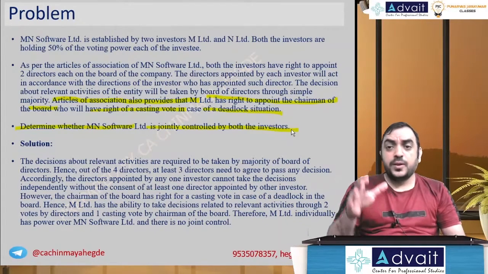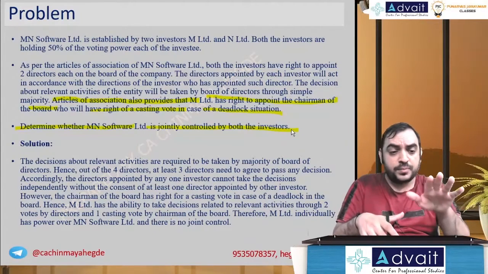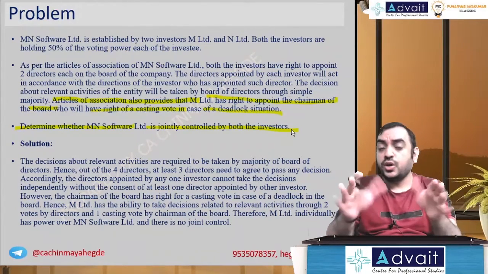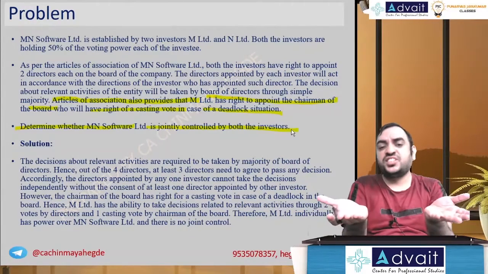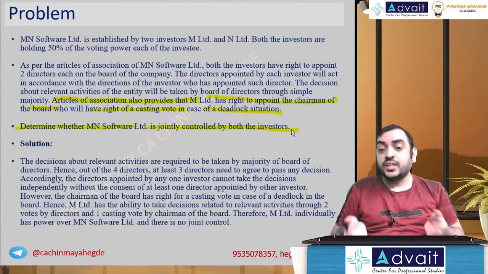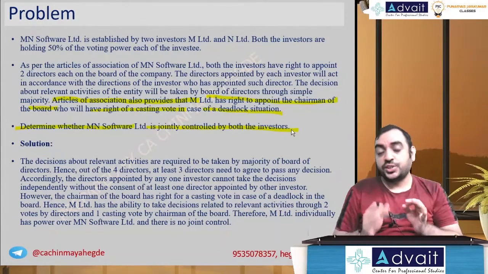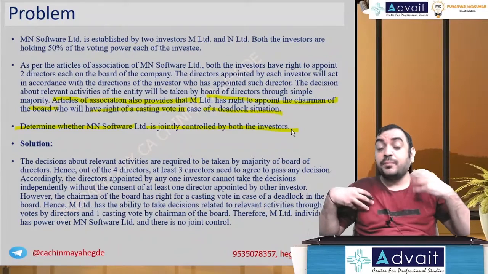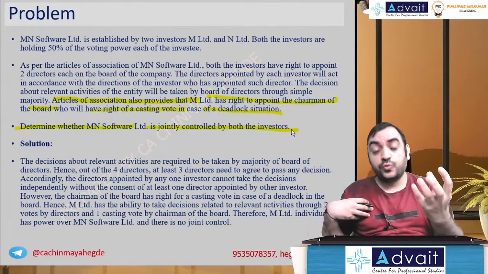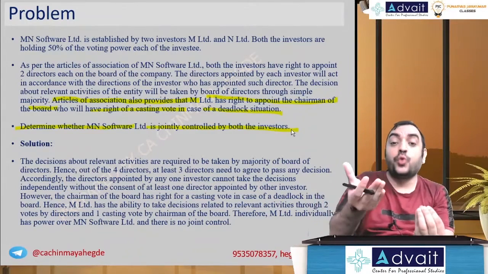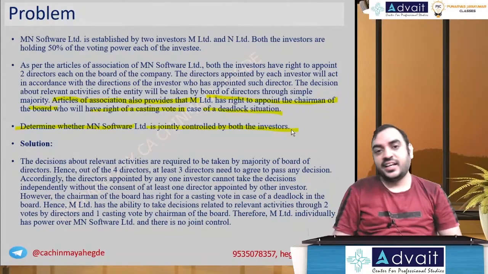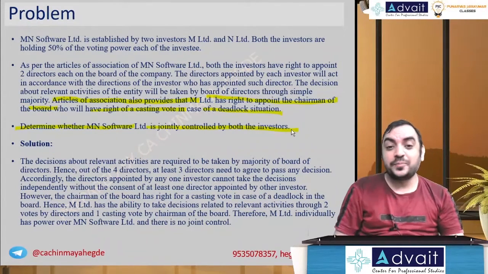In this example, if one group says yes and the other group says no, that is, there is a 50-50 situation, majority will not come. We call it a deadlock situation. In this case, the chairman can have a casting vote. So they have an additional vote to break the deadlock. And who can appoint that person?